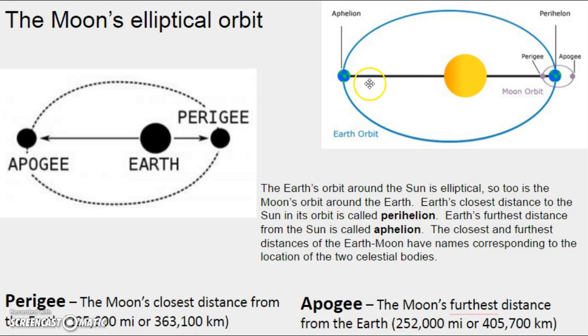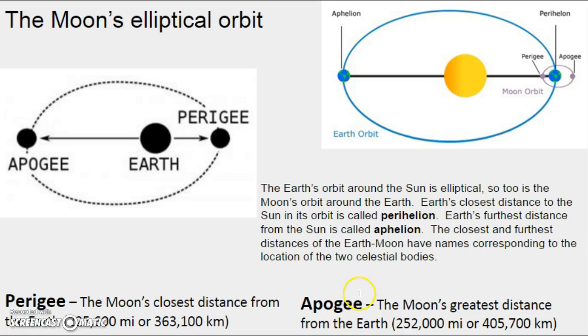So here's a picture of the Earth orbiting the sun, and it's exaggerated. It's just kind of illustrating, our orbit isn't nearly this elliptical. But the closest and furthest distances of the Earth-Moon have names corresponding to the location of the two celestial bodies. And these terms are what we call perigee, where we say the Moon's closest distance from the Earth, and apogee. So we can see it here as well. So this picture kind of puts them both together. And this kind of just isolates the Earth-Moon distances.